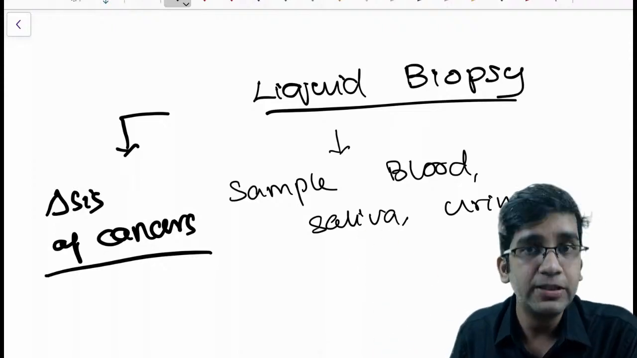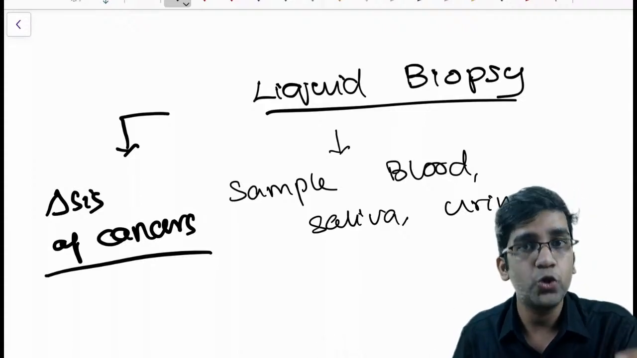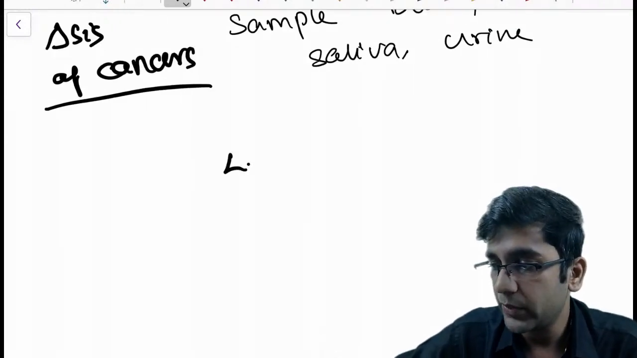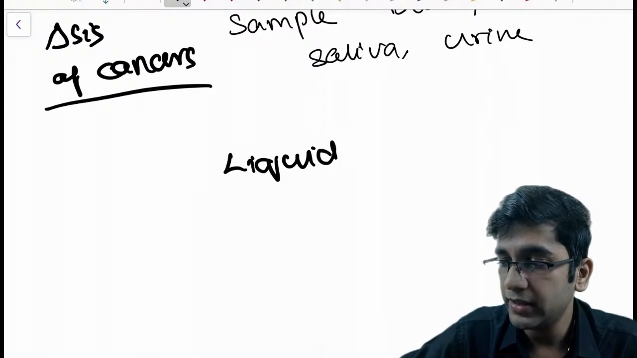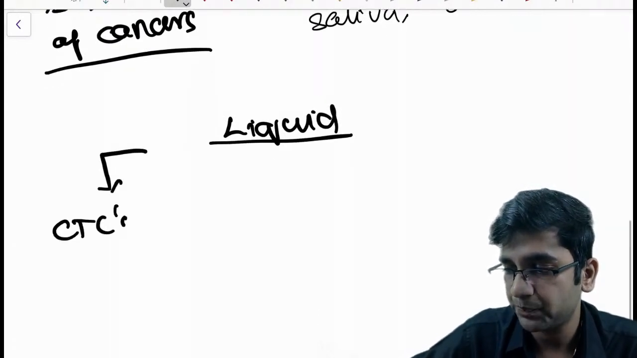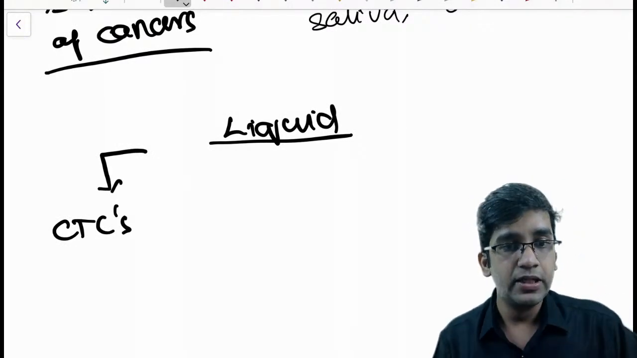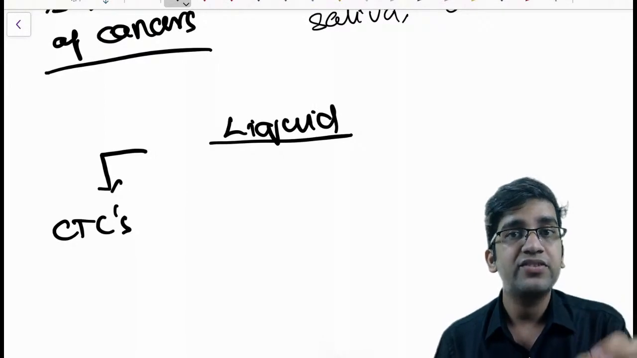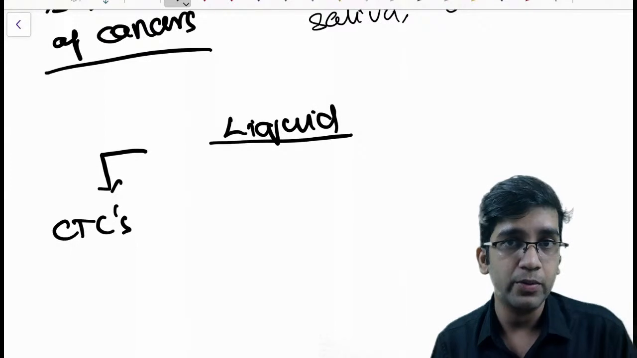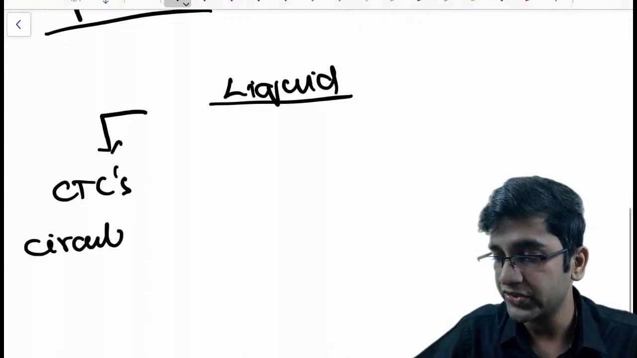So what are we going to see in blood or saliva or urine? There are three types of tumor components which come into blood, saliva or urine, right? So in a liquid biopsy, we are going to divide them into three types of components. One is called CTCs. Do remember CTCs. Questions may come on CTC for the only reason that CTC is one of the liquid biopsy types which is being used these days in private practice, right? CTC stands for circulating tumor cells.